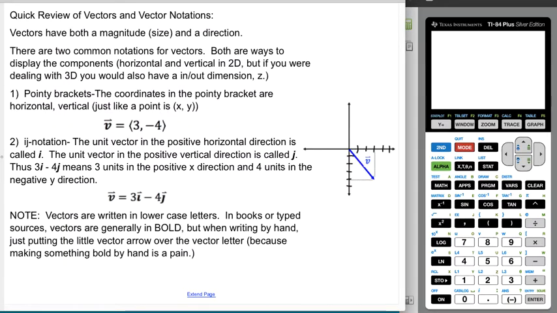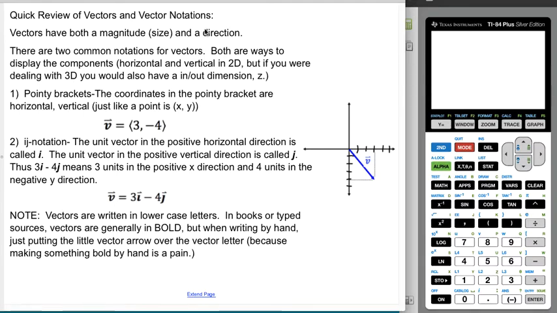So a quick review of vectors and vector notations. Vectors have both a magnitude, meaning a size, and a direction. That's different than a scalar, right? The opposite of a vector is generally considered to be a scalar. For instance, velocity is a vector because it has both a magnitude and a direction. You can have a -10 velocity because the negative indicates the direction, whereas a speed would be a magnitude only, so that's called a scalar, right? So you can have 10 as a speed, but you can't have -10 as a speed.